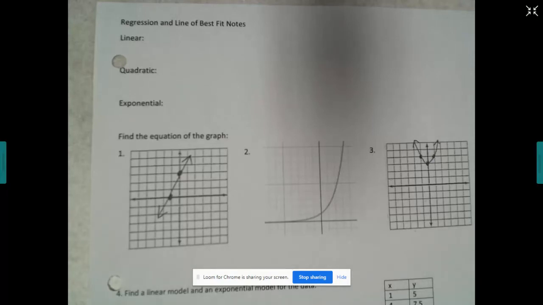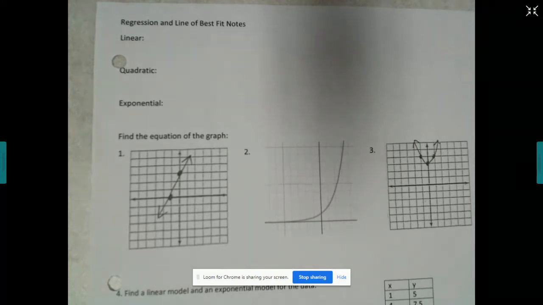Today we are talking about regression and line of best fit. So when you're looking for your line of regression, you are looking for the line of best fit. So you are trying to see what kind of function fits your graph or your data the best. And so we're going to do this in Desmos.